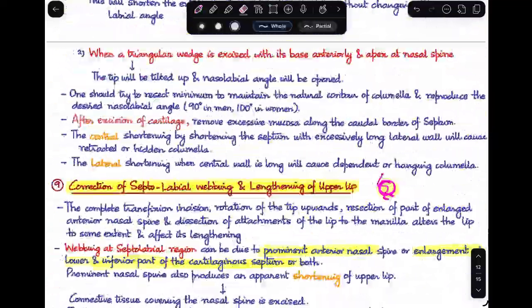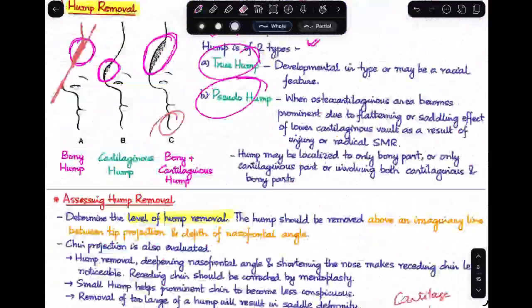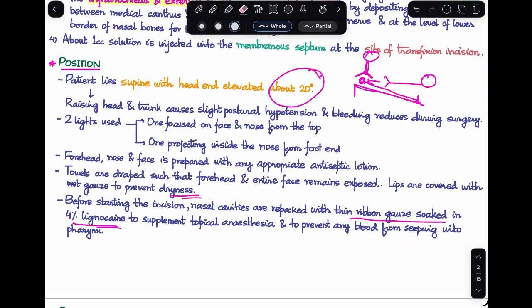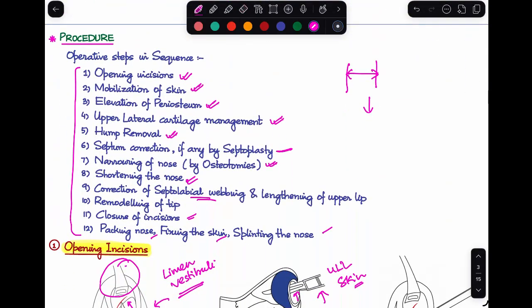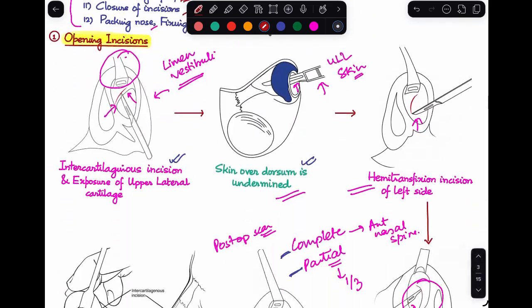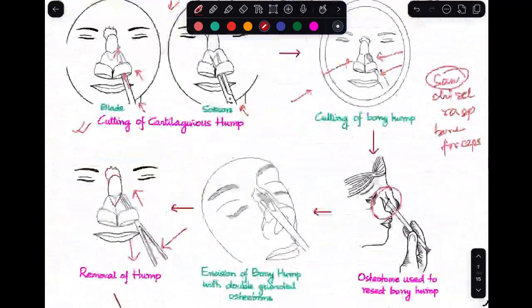So that's about the different steps of the procedure that we have learned today. If we had to revise once again, we have our opening incisions first, then we mobilize the skin, elevate the periosteum, manage the upper lateral cartilage, then we perform hump removal, very important over here. Hump removal first, then septoplasty, then osteotomy. Then we shorten the nose, correct the septolabial webbing, any tip remodeling, and then we close the incisions and pack the nose, fix the skin with the help of tapes and splint the nose. So that completes our rhinoplasty procedure.